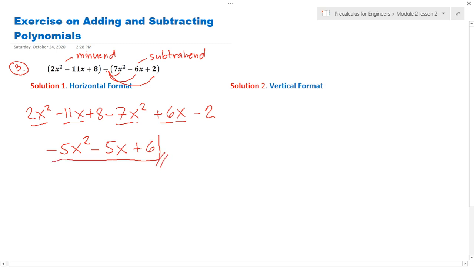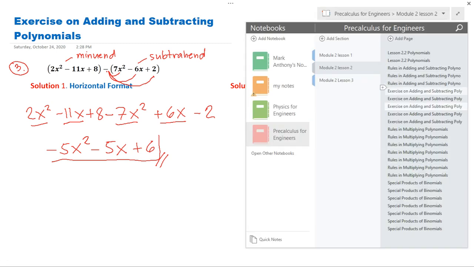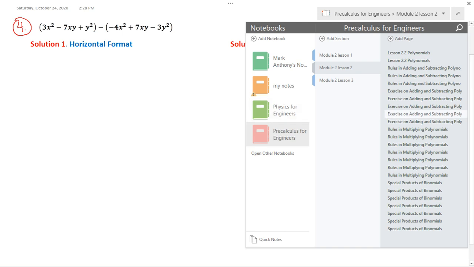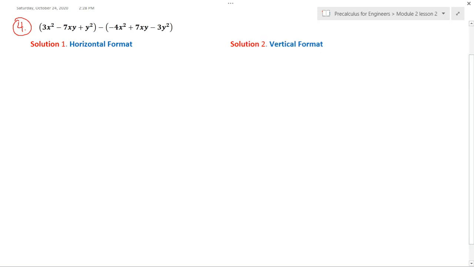So class, are you still with me? Nafa-follow nyo pa? Okay, so let's proceed to the next example. So kayo na lang mag-solve niya in terms of vertical format. Ganun pa rin, i-align mo siya and then do subtraction. So here, copy again the minuend. So we have 3x squared minus 7xy minus y squared. Then, since negative na dito, kasi subtraction na, distribute the negative sign.